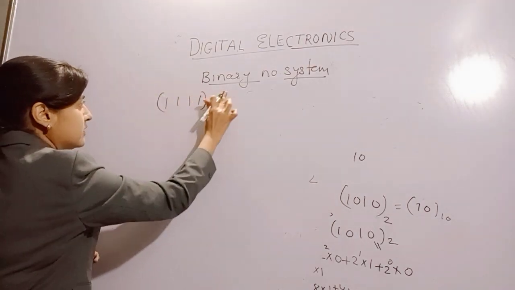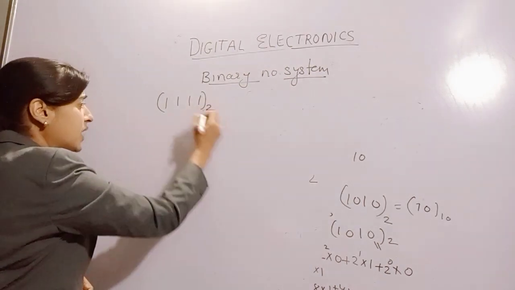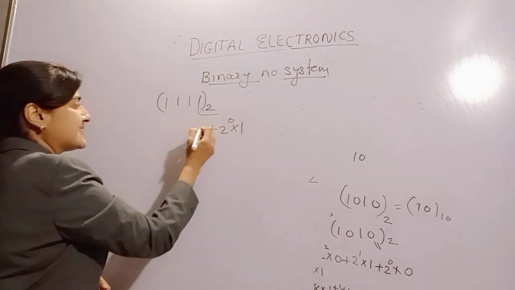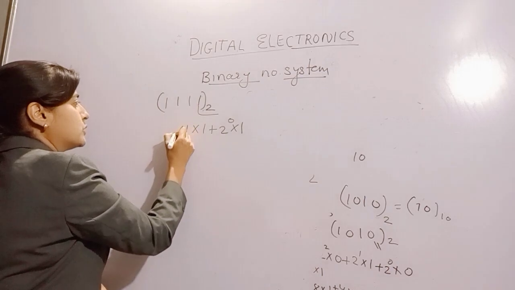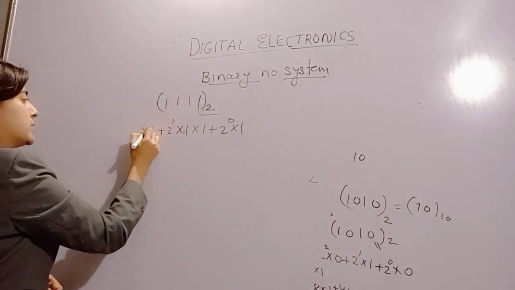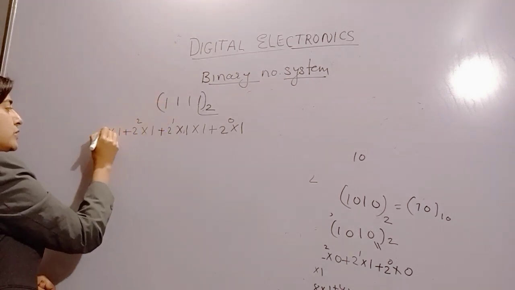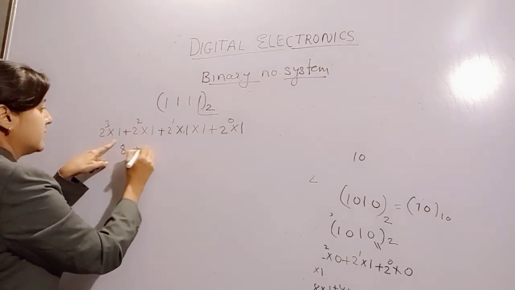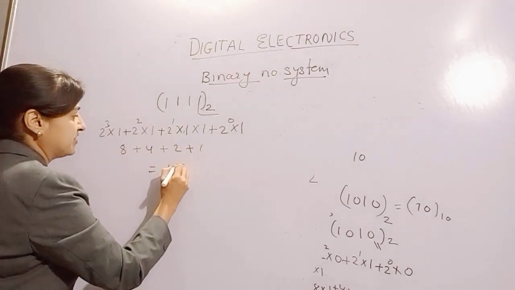1111. This is binary, so I will write it this way. Now this 1, so 1 into 2 raised to 0. You have to write in ascending powers of 2: then this 1 into 2 raised to 1, then the third 1 into 2 raised to 2, and this fourth one, the MSB, that is 1 into 2 raised to 3, right? So 8 into 1, that is 8, 4, 2, 1, it comes out to 15.